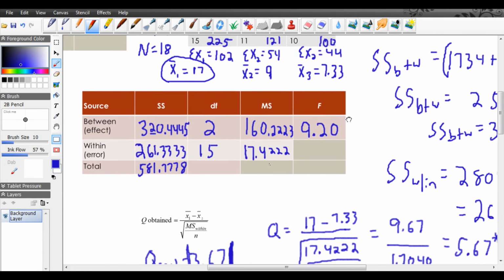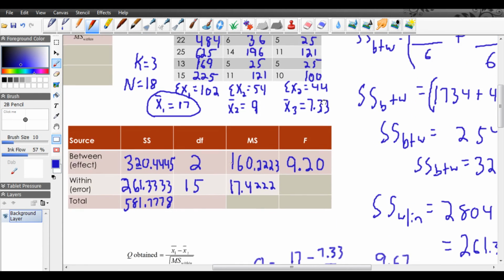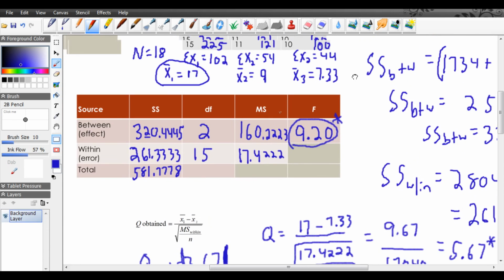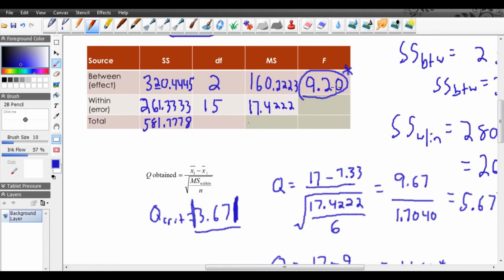So what we would conclude here is that the pizza group condition led to significantly more books read than did the stickers group and the control group. However, there was not a statistically significant difference between the stickers and the control group, right? So we've done all pairwise comparisons. We've thoroughly explored where the significant differences that we found are between the means. Now, if that F ratio had not been significant itself, we wouldn't have had to go on to do the Tukey's post hoc test and compute the Q and whatnot, because we could have just said that we're not able to reject the null, and that would have been the end of the story.